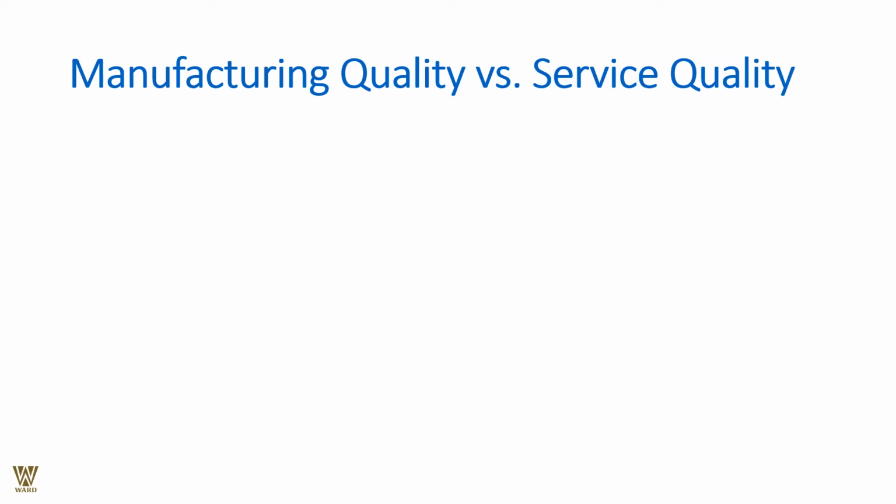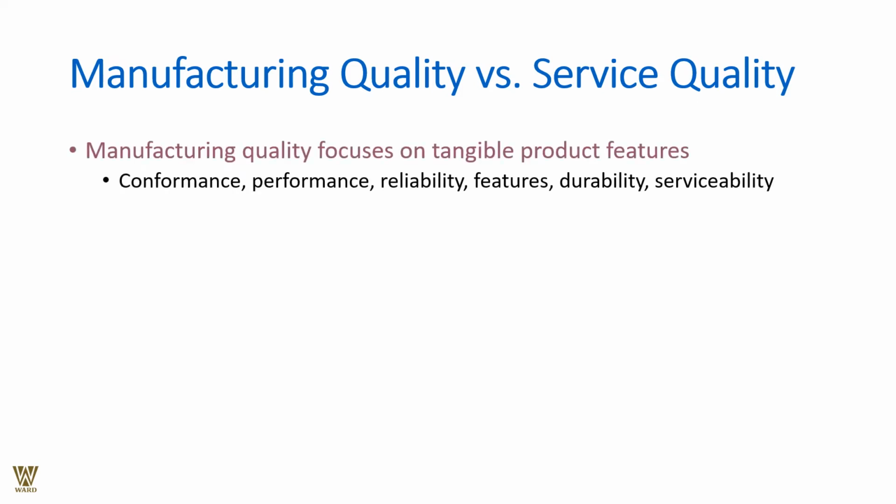Let us understand production and service industry. What differences are there in terms of quality? So, manufacturing quality versus service quality. Manufacturing quality focuses on tangible products. That is all about conformance, performance, reliability, features, durability, and serviceability is what we are looking at. Something which can be felt, seen, experienced altogether.